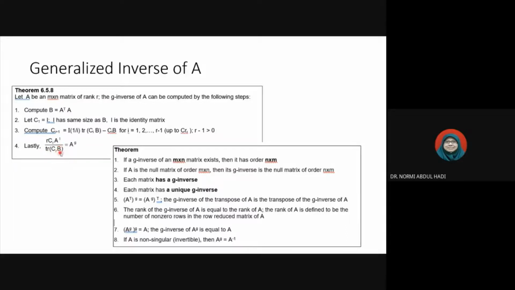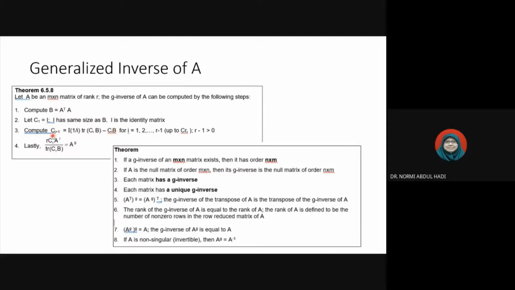So what is B? B is A transpose times A. And then C: if our R is 2, we need C1 and C2. We need C2, but C2 needs C1. C1 is always an identity matrix. But what is the size of C1? It depends on B. If B is 2 by 2, C1 is 2 by 2. If B is 3 by 3, C1 is also 3 by 3. I is the identity matrix. C1 is always an identity matrix. And to find C2, C3 and above, we will use this formula.